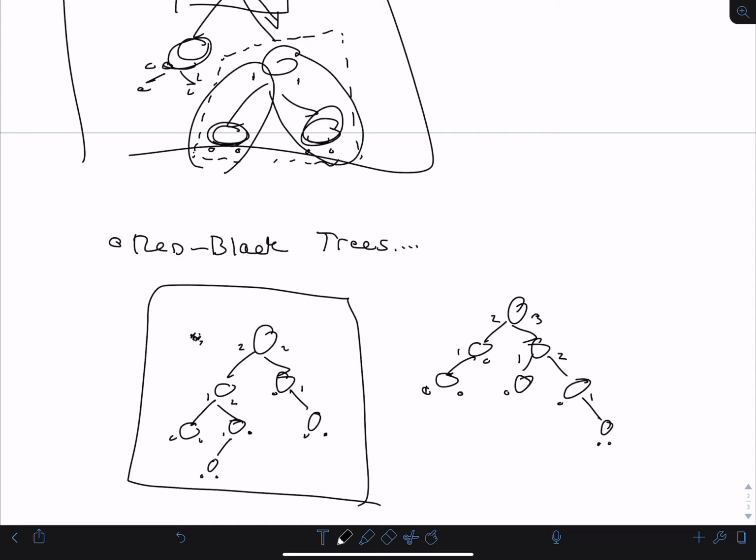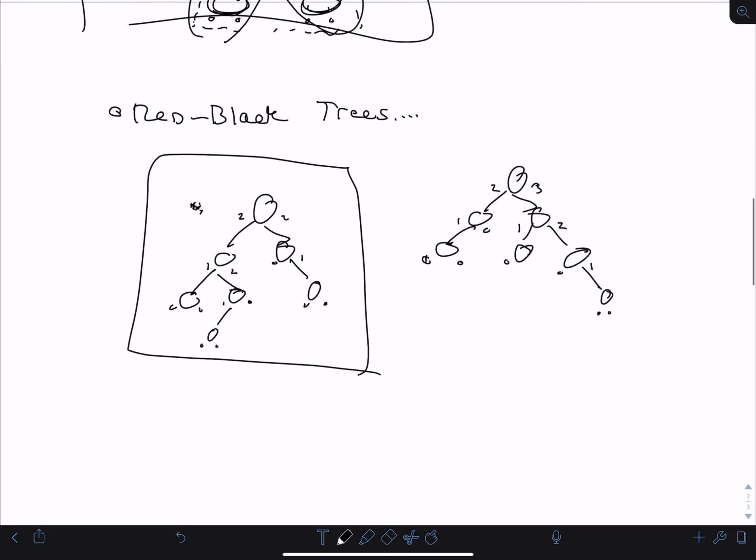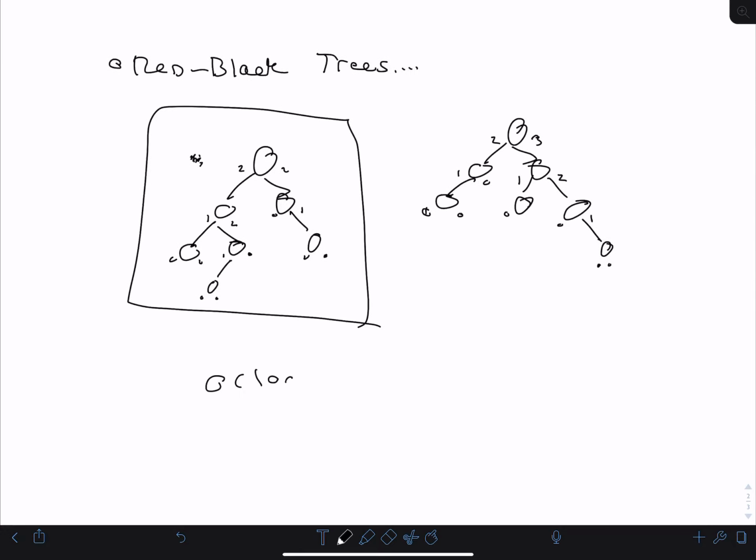In general, why do we care about balanced binary search trees? Well, because as long as we can guarantee that they're balanced, meaning the height is log n, then we can also guarantee that they will provide O(log n) time for insertion, searching, and deletion.